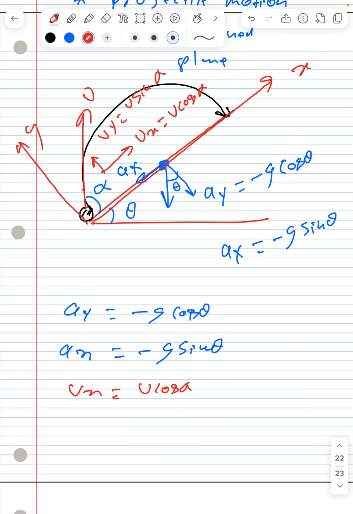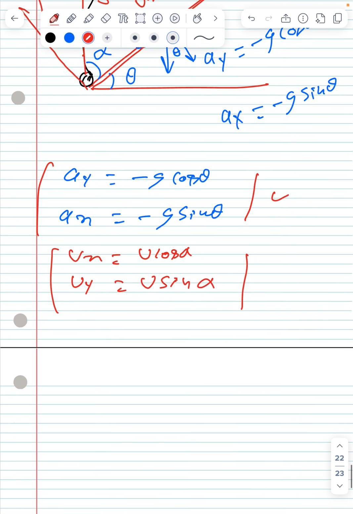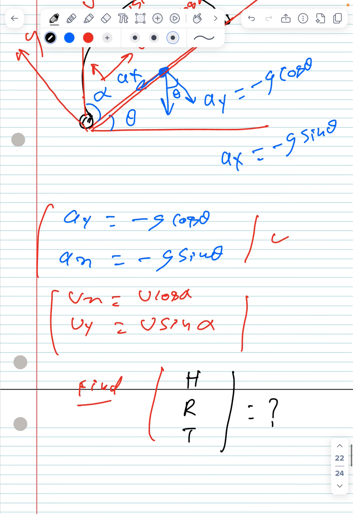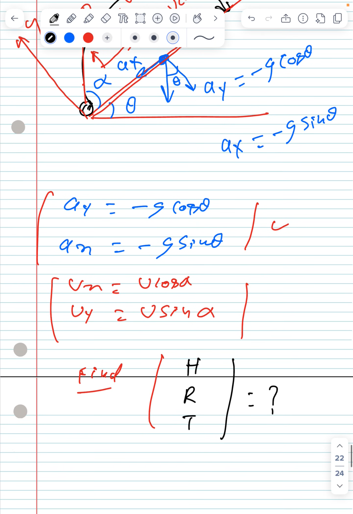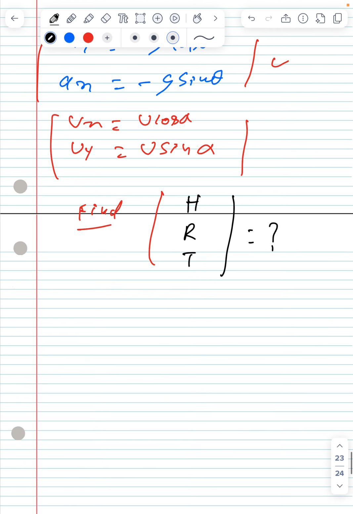And for the components of projectile velocity, this is the x axis and this is the y axis. The components of projectile velocity u: along this direction ux equal to u cos alpha, because the angle of projection is alpha, and along the y direction uy equal to u sin alpha, right. This is the component of projectile velocity and this is the component of acceleration due to gravity.